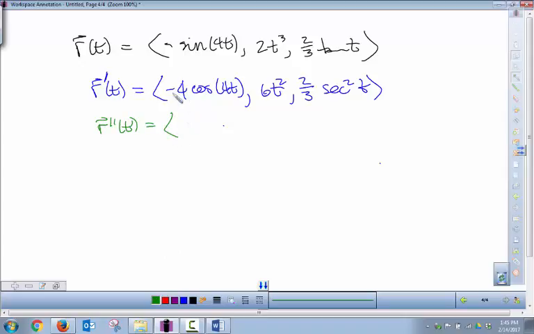Okay, this one still isn't too bad. Derivative of cosine is negative sine. That's going to make this a positive. And then there's going to be an extra 4 that comes out. 16 sine 4t, 12t. And then derivative of secant is secant tangent, right? So this is going to be 2/3.